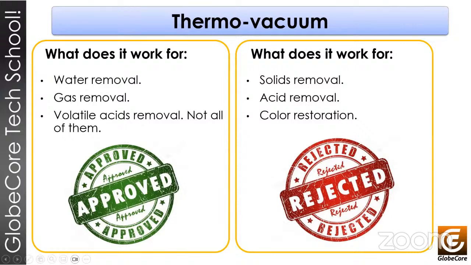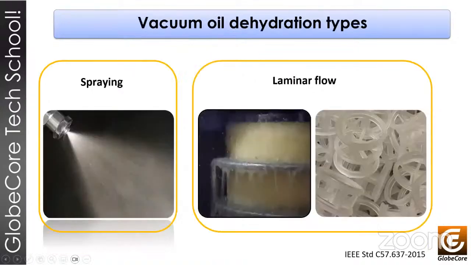Have filters, and this filter will help to remove solid parts from the transformer oil when we are processing it. Okay, the vacuum oil dehydration types we have mentioned several times. The thermal vacuum process is the most common for recovery. There are two types of vacuum dehydration.